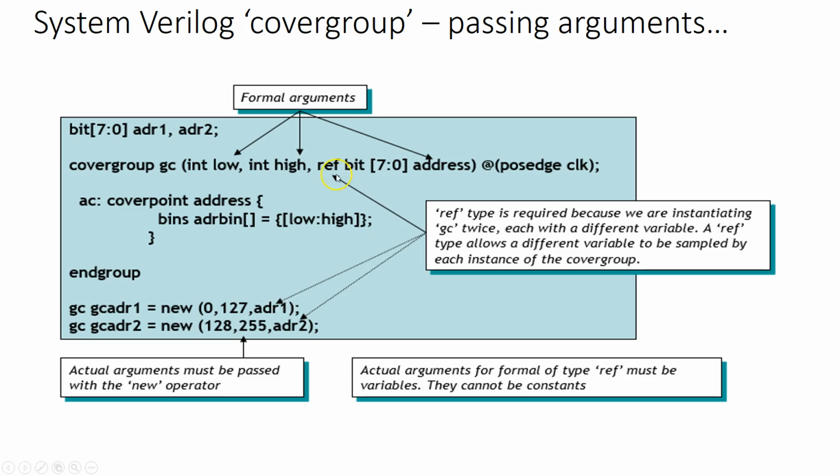Now, the reason for the ref type is because address 1 and address 2 are variables. They are not constants. So if you have multiple instances with variables, which makes sense, you have to declare the formal as of type reference. So that's pretty much it here. You should, as part of your methodology, create what I call generic cover groups and then use them multiple times rather than creating a new cover group for different addresses and different low to high bins that you want to cover.